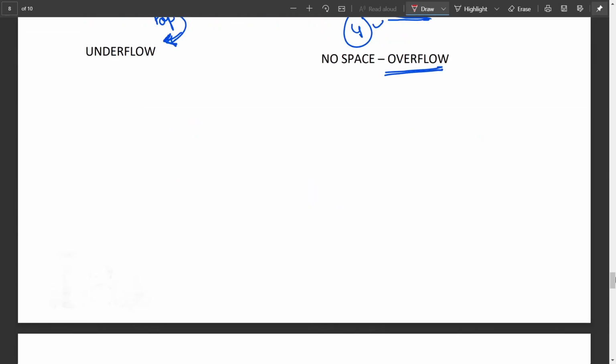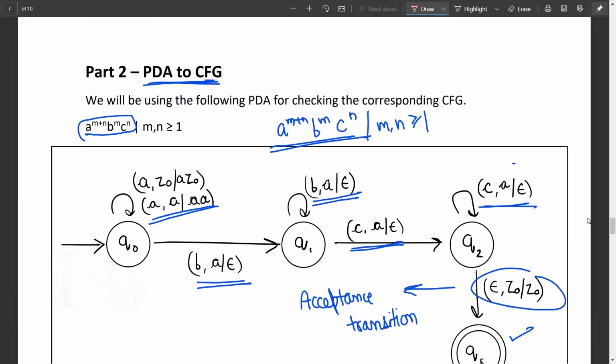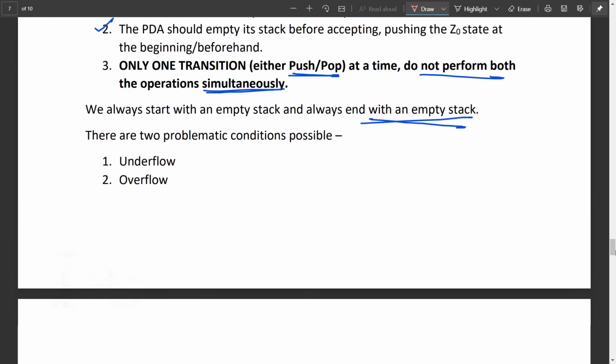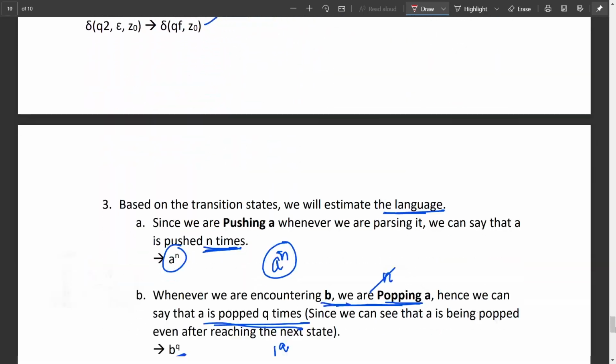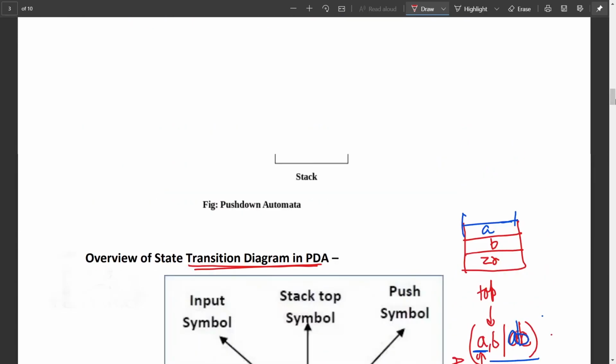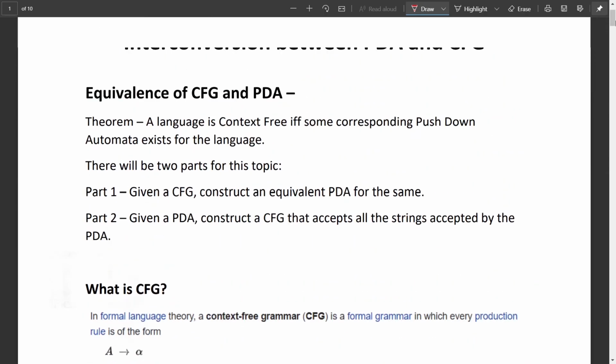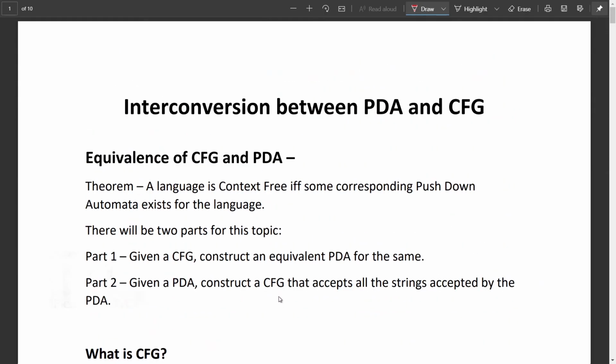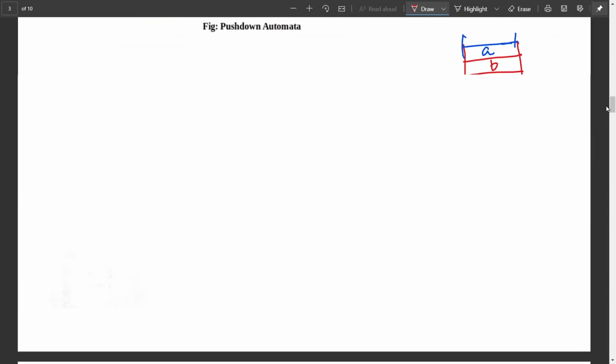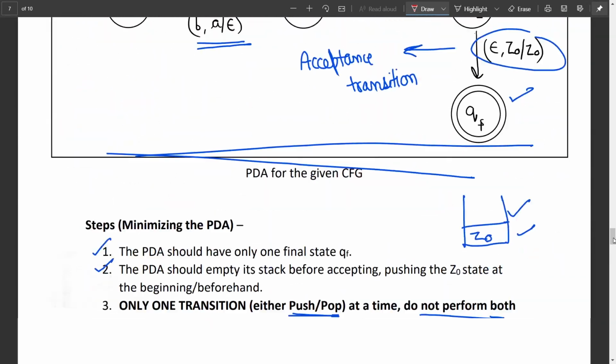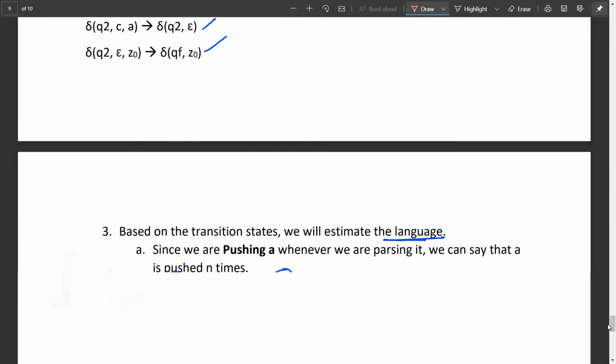So what was our original grammar? As you can see, this is the right answer. So that's how we check the opposite, and hence you can say the first thing that we said in the equivalence, that given a PDA, we can construct a CFG that accepts all the strings accepted by the PDA. Hence, we have proved these two properties, and that's how you convert, and those are the interconversions between PDA and CFG.